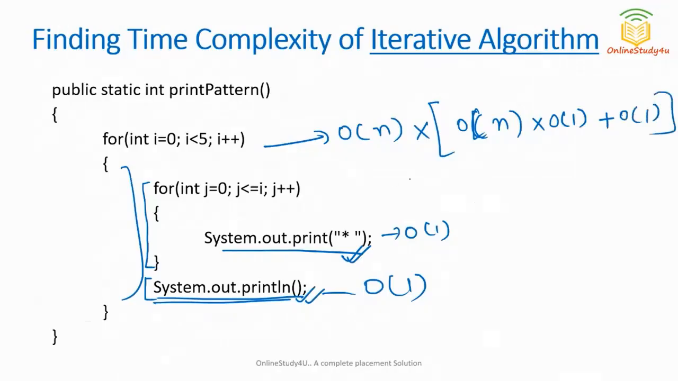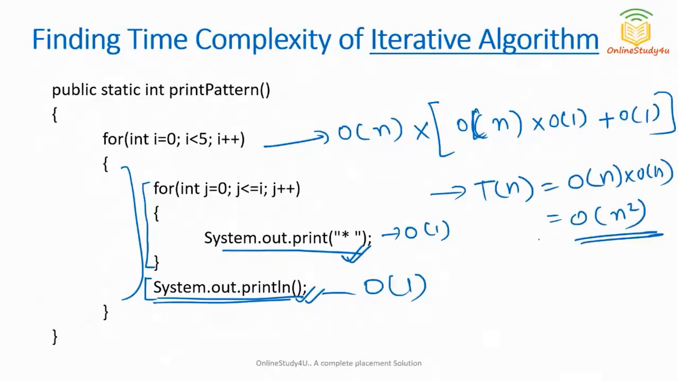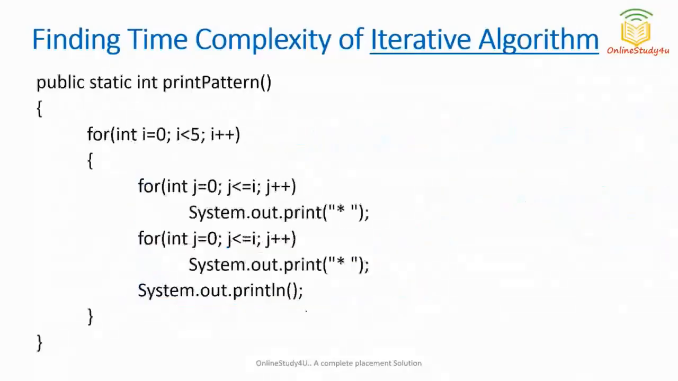Now after eliminating the constant terms, what will we have? T of n is equal to order of n into order of n, which is nothing but order of n square. Okay, big O of n square. I am saying order, but it is called big O of n square. I hope that it is making sense. These are simple. Now gradually we will move to difficult questions.